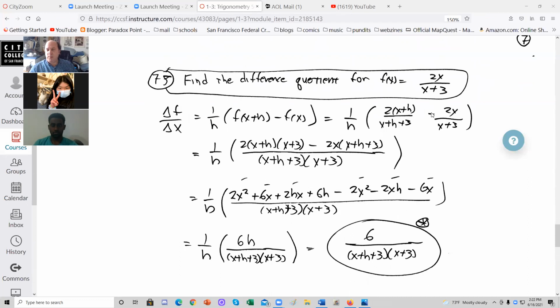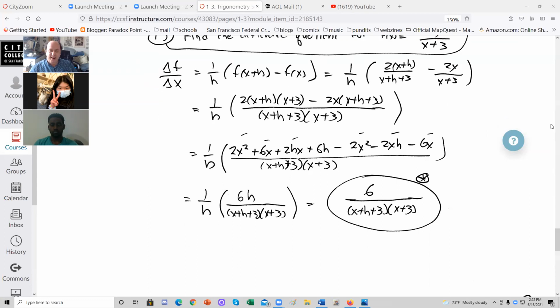All right, now we have to subtract two fractions, and so this times this minus this times this over this times this. 2x times x plus 3 here, minus 2x times x plus h plus 3 here, over x plus h plus 3 times x plus 3. Okay, the usual fraction rule. I call it the rabbit rule because it looks like a kind of square triangular rabbit with 2 pointy ears. All right, here we go.